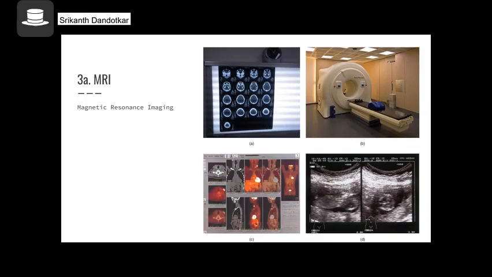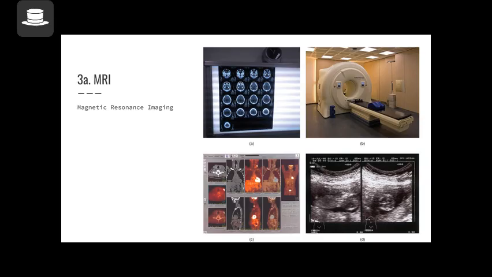Coming to the first imaging technique, MRI, which stands for magnetic resonance imaging. The basic fundamental idea is similar to an X-ray. In the case of X-ray, the X-rays pass through the body parts and then you see the shadow, in the sense that the darker regions are related to the harder structures, and the lighter regions are related to the softer structures in the body.